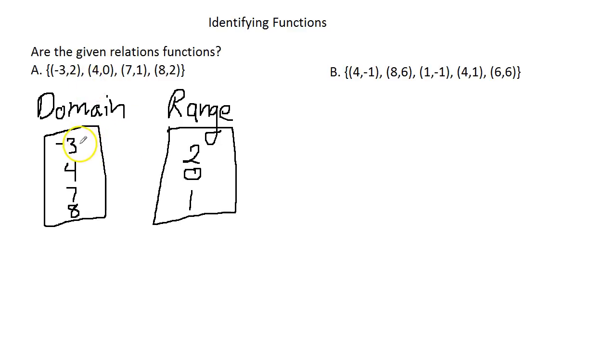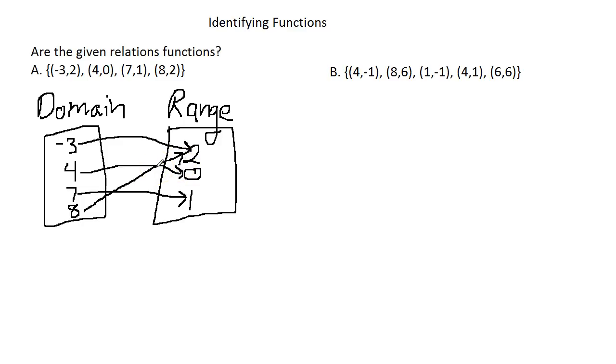So when x is -3, y is 2. When x is 4, y is 0. So far we're one to one. When x is 7, y is 1. When x is 8, y is 2. Now we say, uh-oh, something repeated.